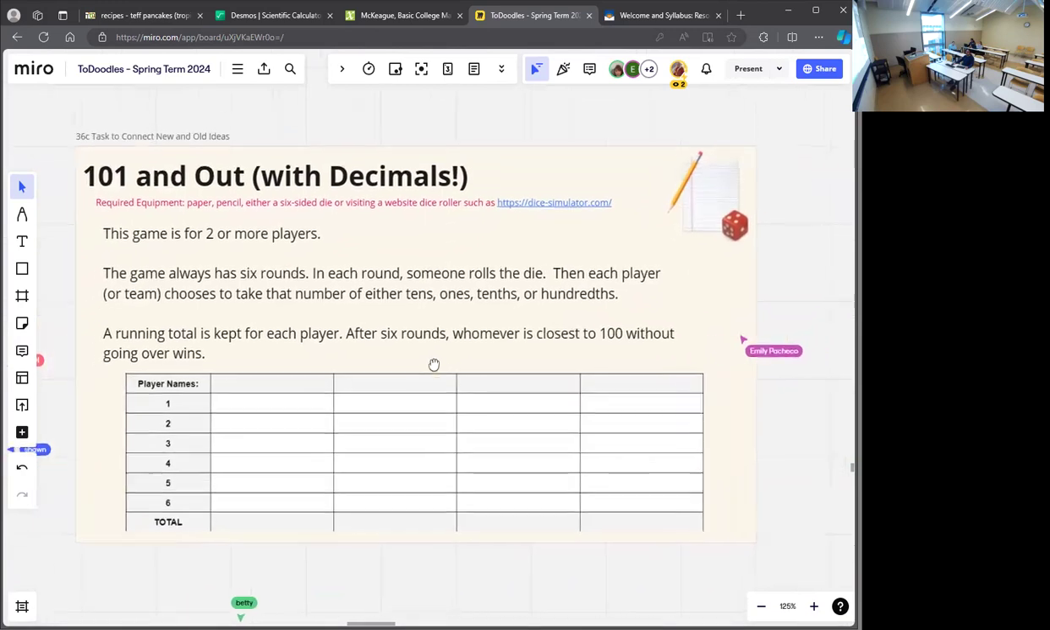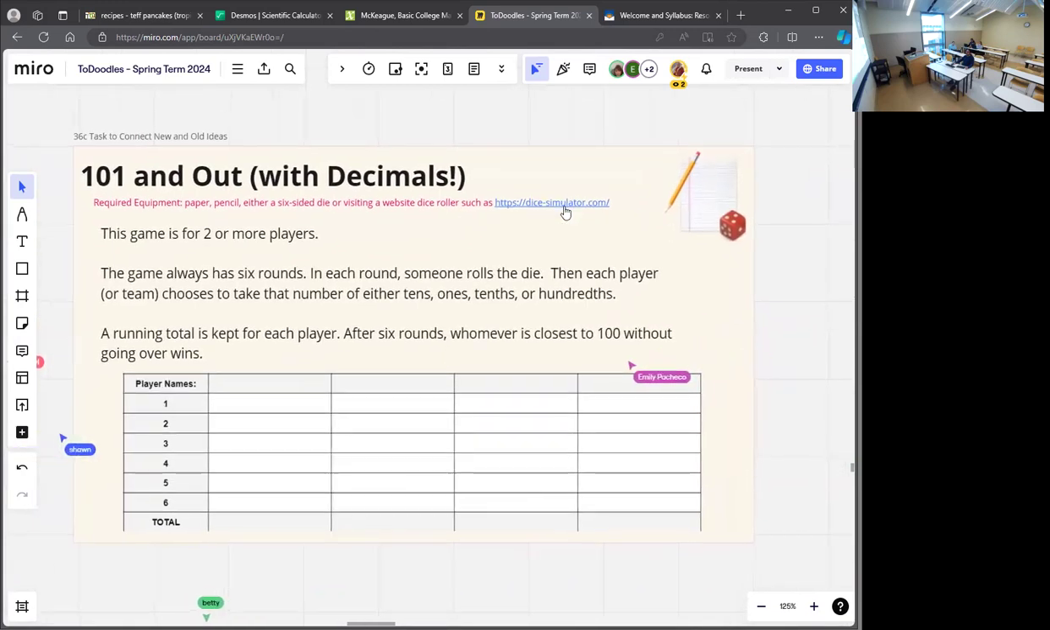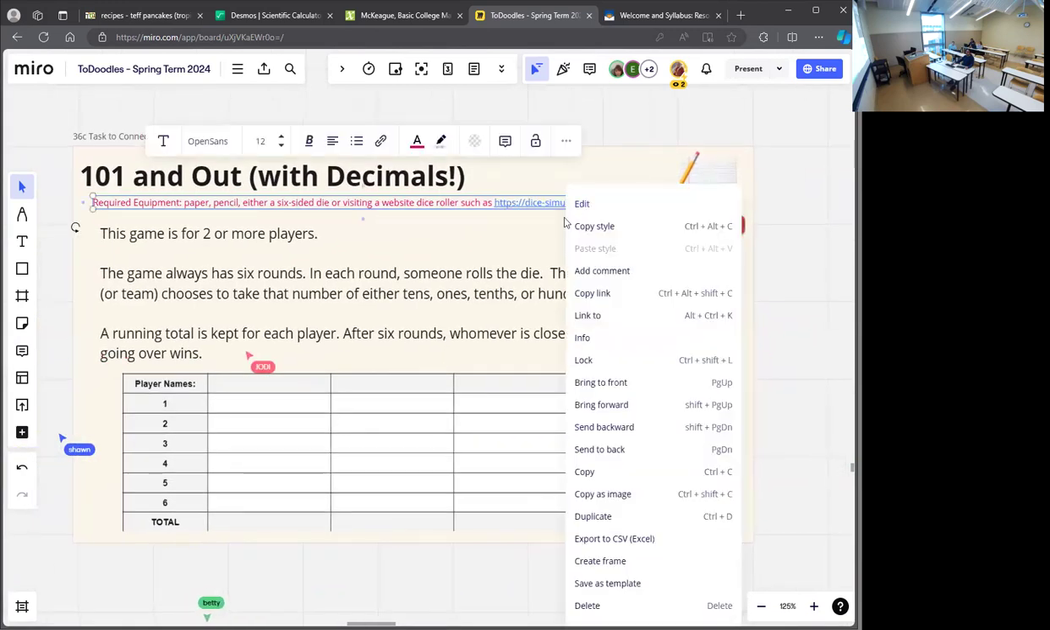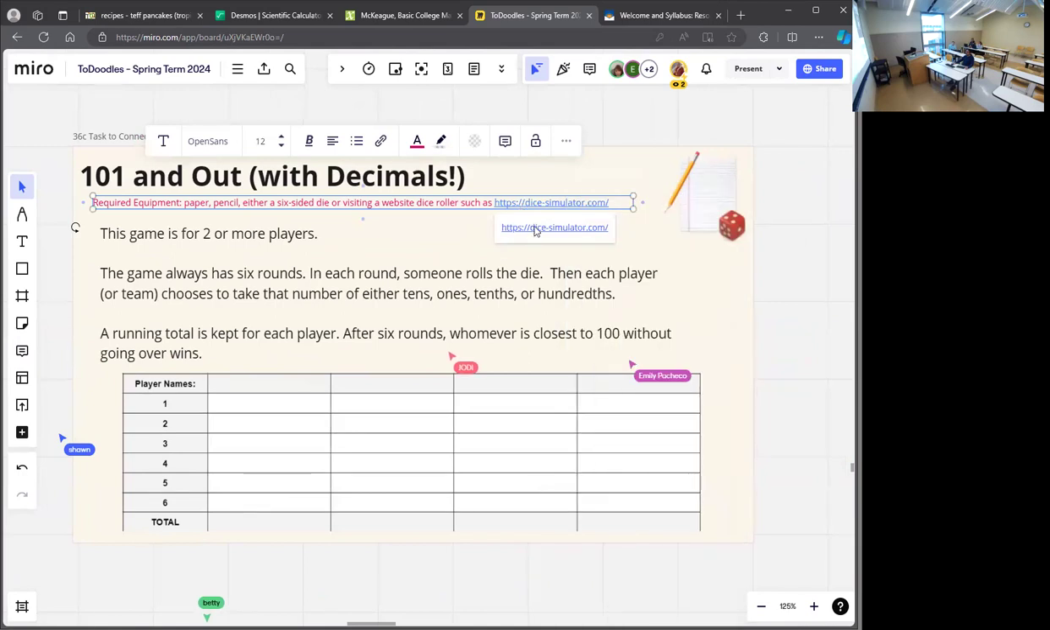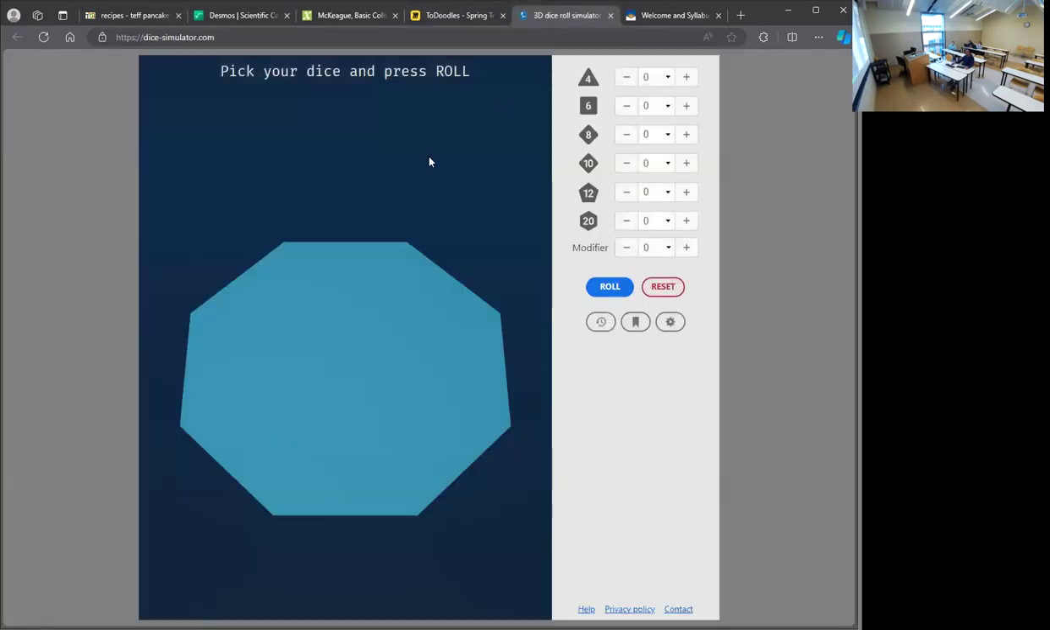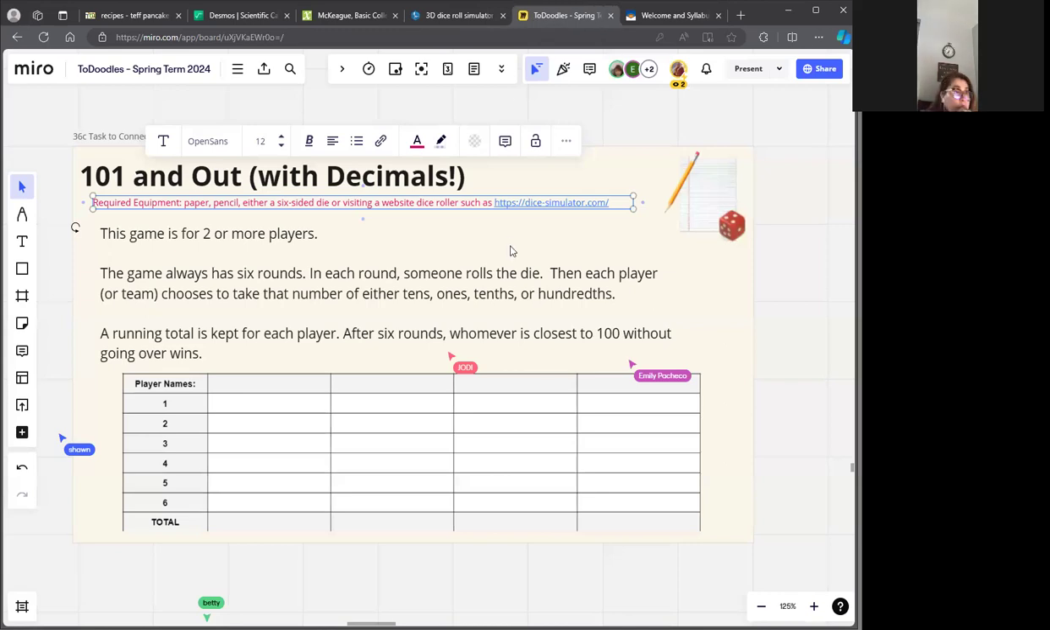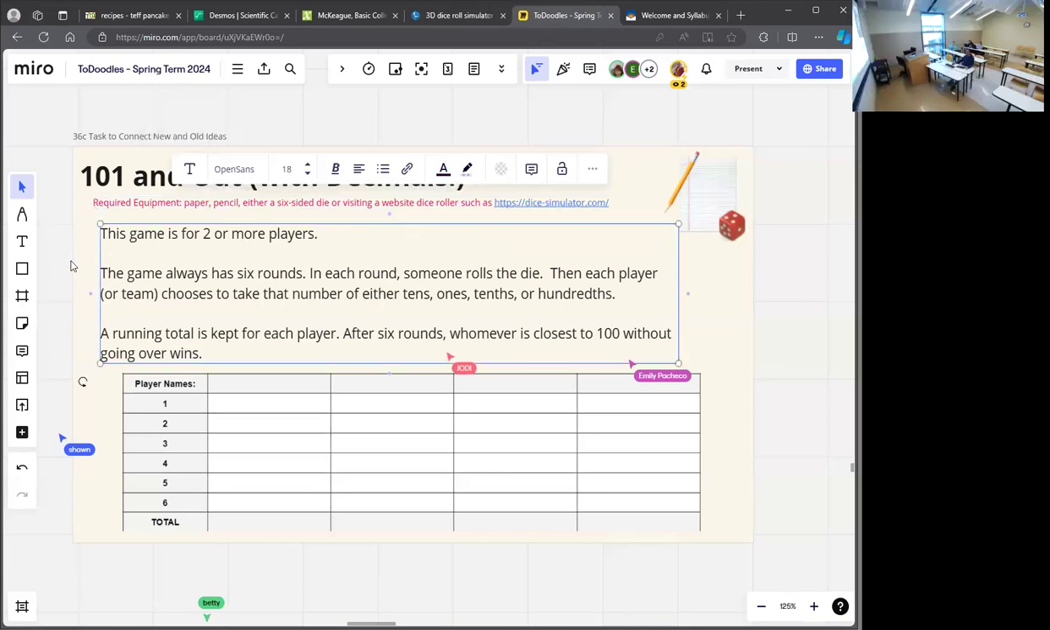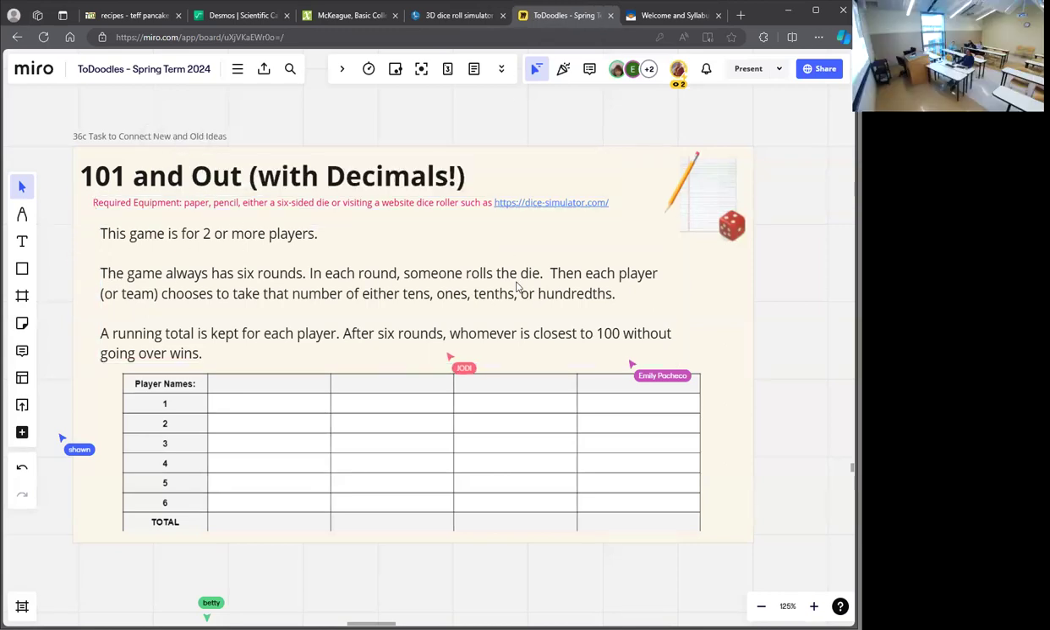In this game, we need a 6-sided die, or we can open the dice simulator. We're going to have 6 rounds. Someone's going to roll the die, and we get to pick: are we doing tens, ones, tenths, or hundredths?